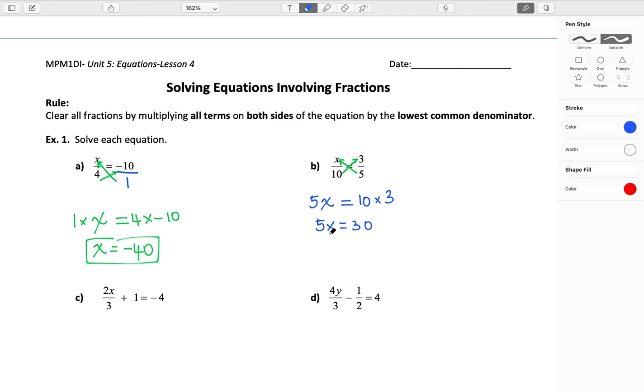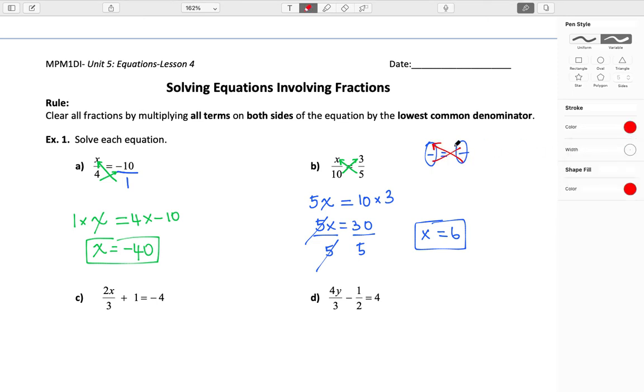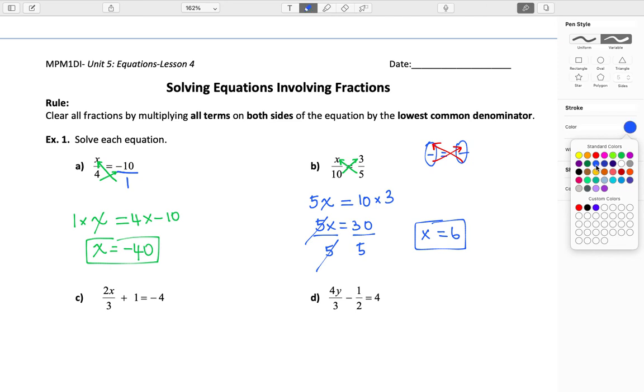And now in front of x, we have 5. So we're going to divide both sides by 5. So therefore, x is equal to 6. So it's quite easy when you have just one fraction equals one fraction, because all you need to do is cross multiply to get rid of the denominator.